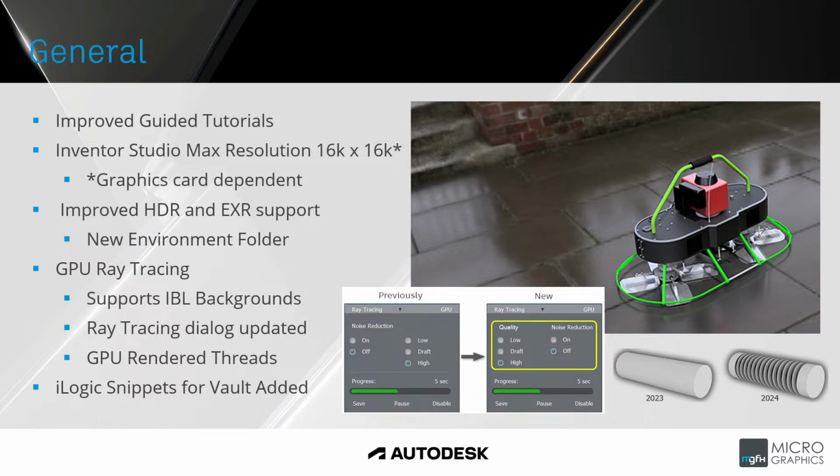Also, when doing GPU ray tracing, we now render out the thread image on the thread as well, so we can see the difference between 23 and 24, showing the thread in the ray tracing. And as mentioned right up front, there's been improved iLogic support. So iLogic snippets have been added for Vault. So within your iLogic browser, you'd be able to find the Vault snippets.